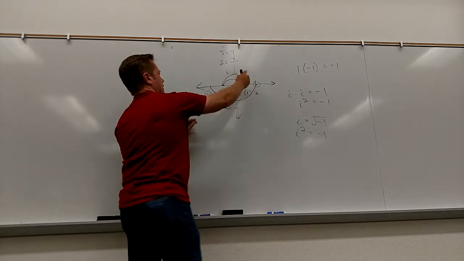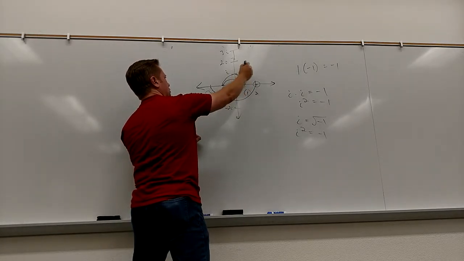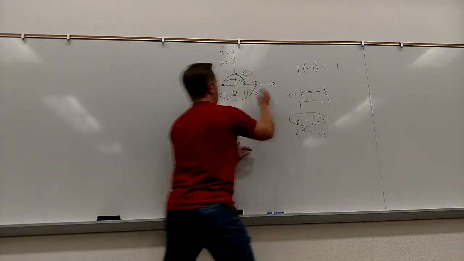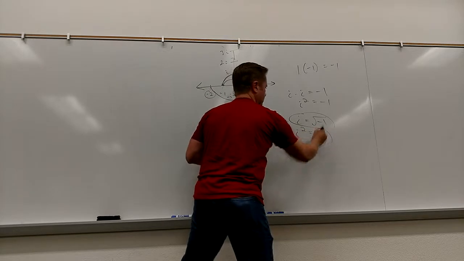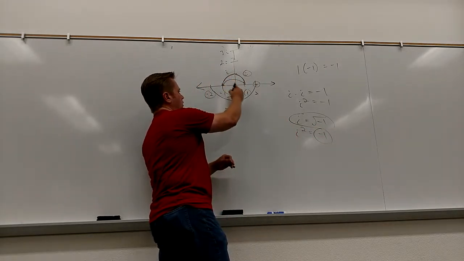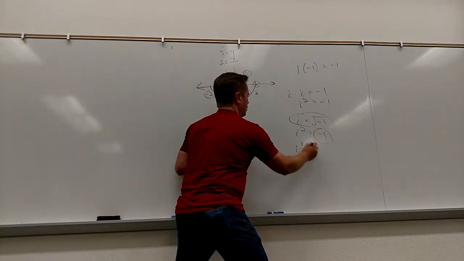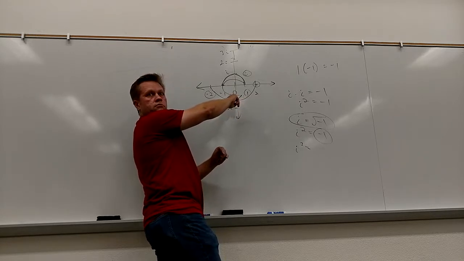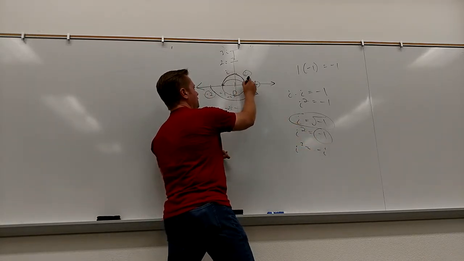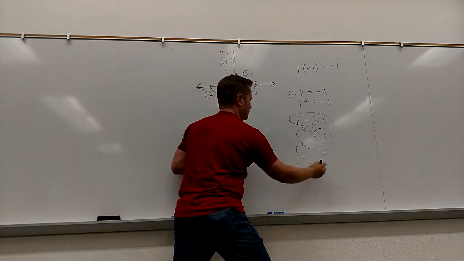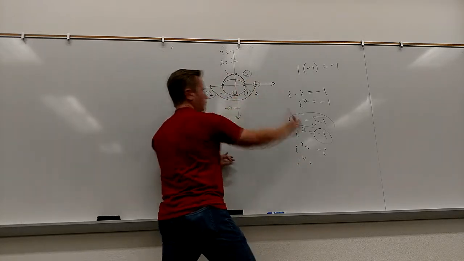So if I take a 90-degree turn, that's i. That's this. If I take another 90 degrees, that's i squared. I did it twice. That's this, right? If I take one more, that would be i cubed. Where do I end up? Negative i. And if I take one more, what's i to the fourth? 1. Okay.